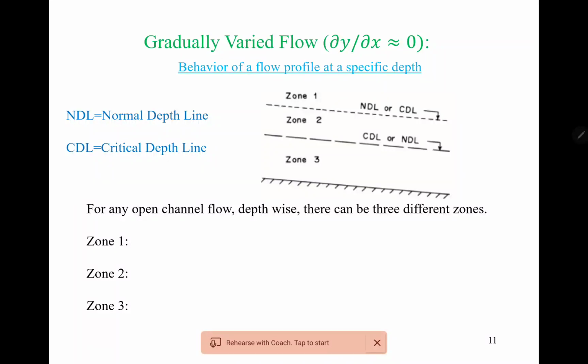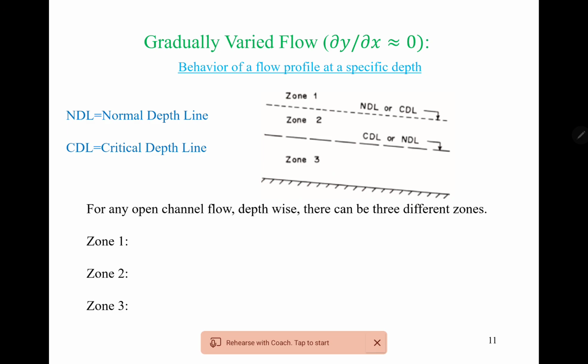Coming to class, on Wednesday we stopped here, so I will just start from this point for Friday's lesson. We discussed that for any open channel flow there can be three different zones based on yn, which is the normal flow depth, and yc, which is the critical flow depth.